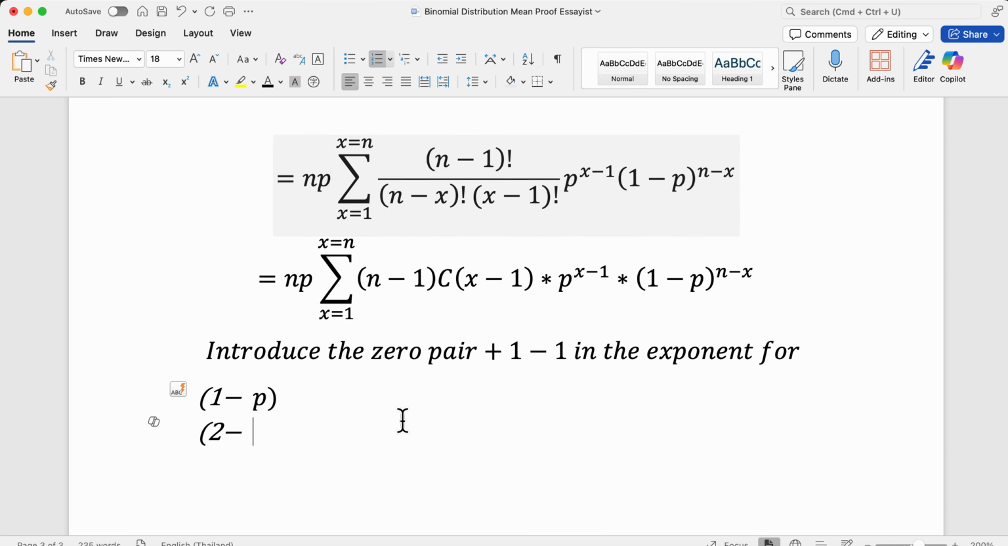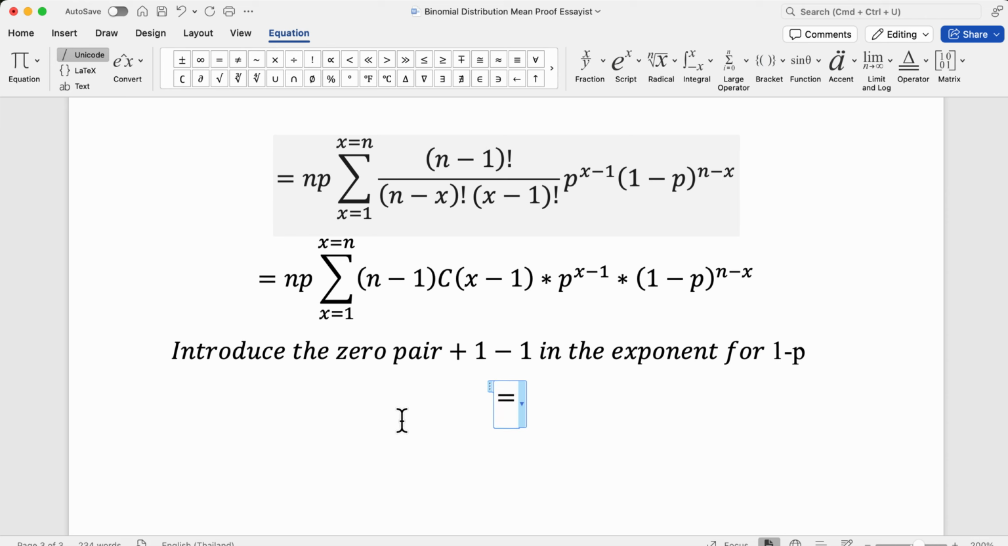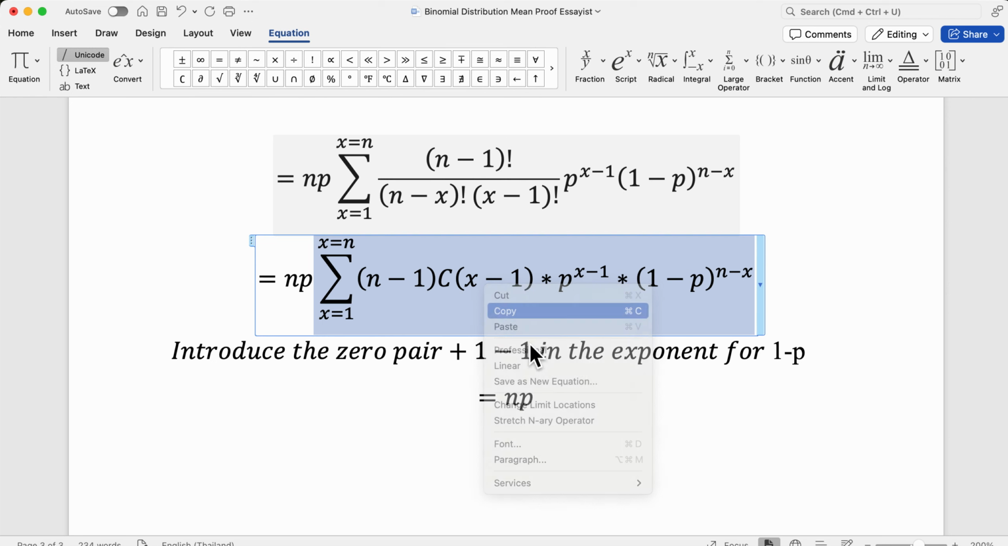Oh my god. It happened again. For 1 minus p, 1 minus p. Sorry, technical difficulty there. And then carry on from there. np, copy this.